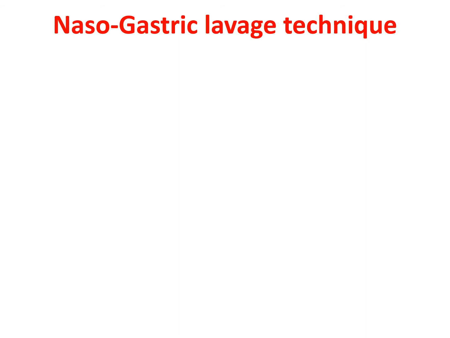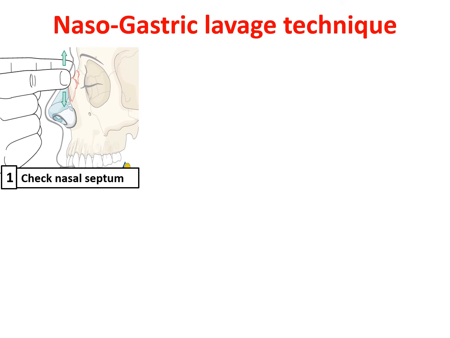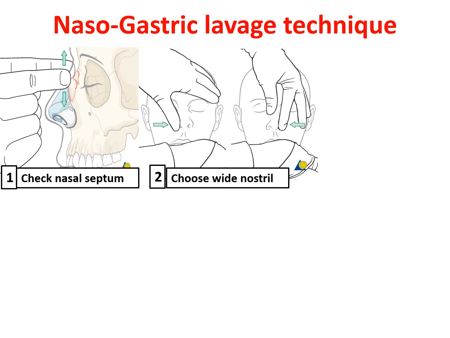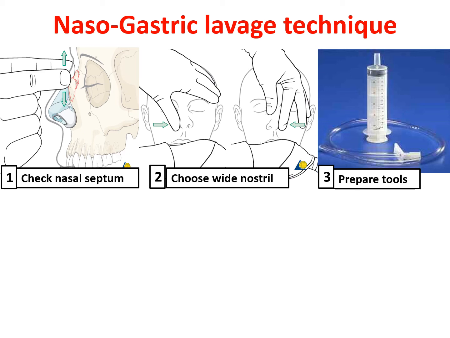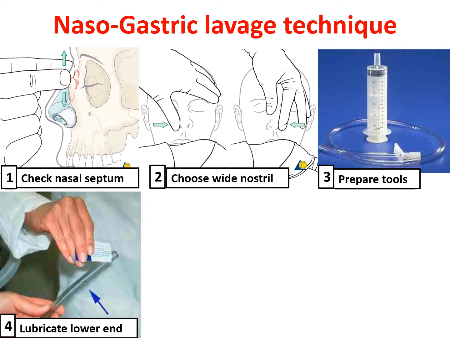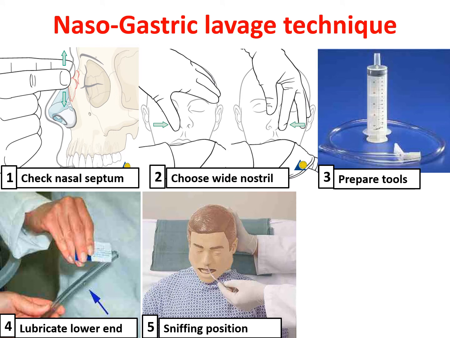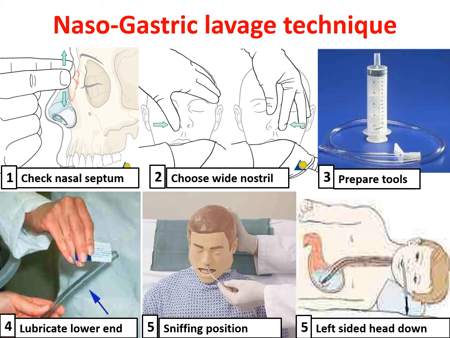If there isn't, I'll start to check the nasal septum to avoid nasal septal deviation, check the two nostrils to choose the wider one, and prepare my tools including the nasogastric lavage tube and the syringe. I'll lubricate the lower end of the tube with water-soluble lubricant. Put my patient in a gastric lavage position, whether sniffing position or left-sided head-down position.